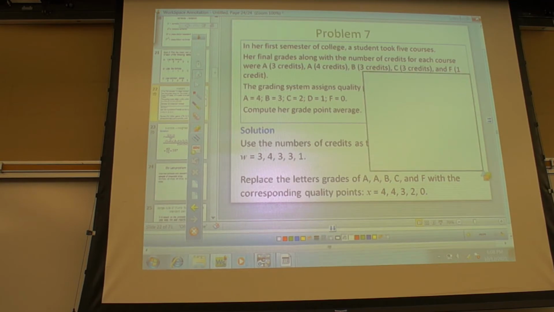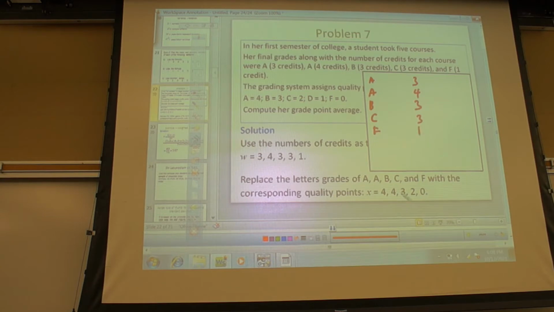And sort out what you've got. So you're like, okay, I have an A, that's 3 credits. I have an A, that's 4 credits. I have a B, that's worth 3 credits. I have a C, that's worth 3 credits, and an F worth 1 credit.